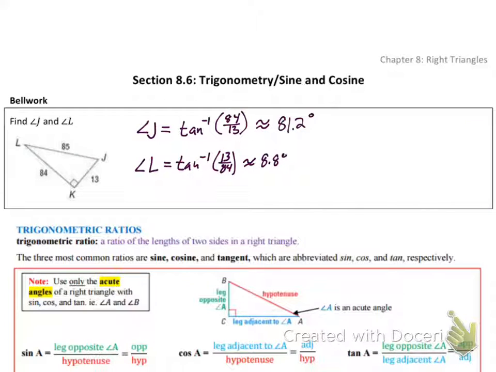How do I know right now I did everything correct? They add up to 90. They might add up to 89.9 because you're just rounding. But as long as it's not like 86 degrees, you know you pretty much did it right. So like I said, if you did not know how to do that, make sure you go home and practice this.